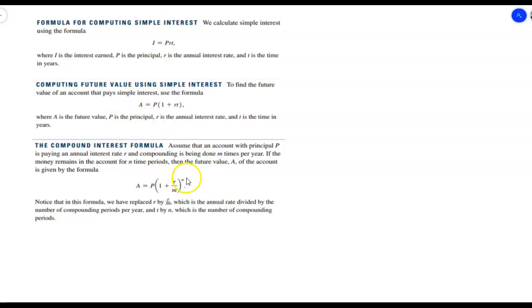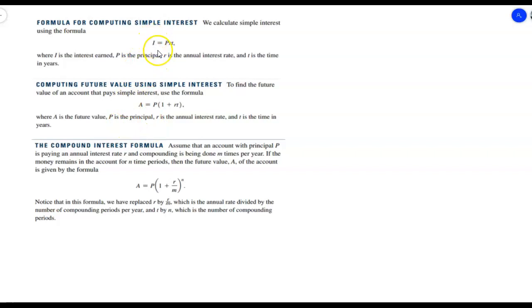So compound interest just means that it's checking for interest at usually much smaller time periods. So instead of every year, it would be every 6 months or every month or something like that.